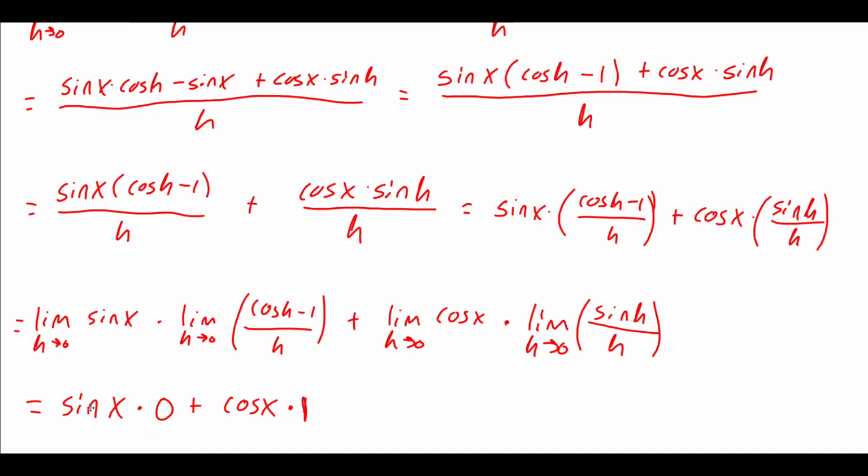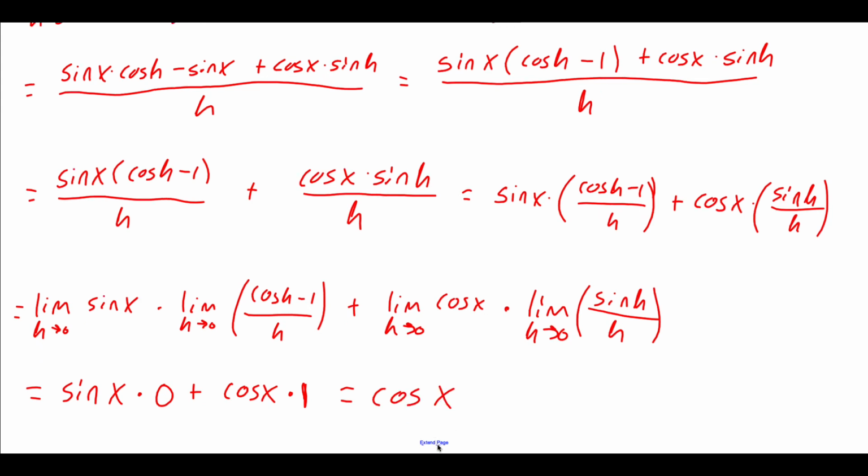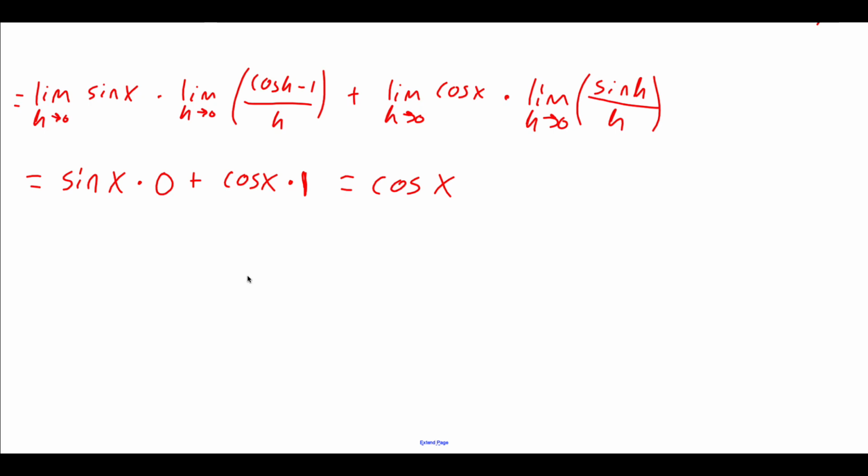Now in the front here, if I take the sine of x times 0, that's just 0. On the back, if I take the cosine of x times 1, I just get the cosine of x. So going through and doing all of that work, we just proved that the derivative with respect to x of a sine function is the cosine of x.